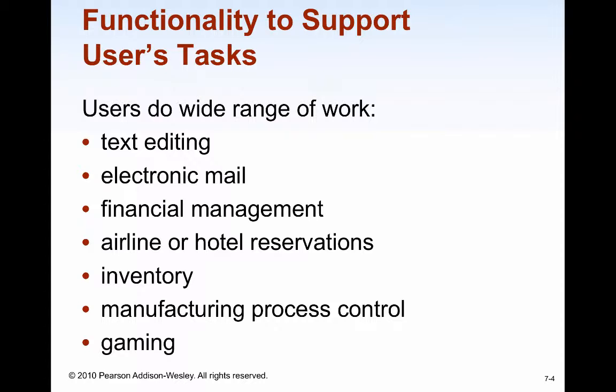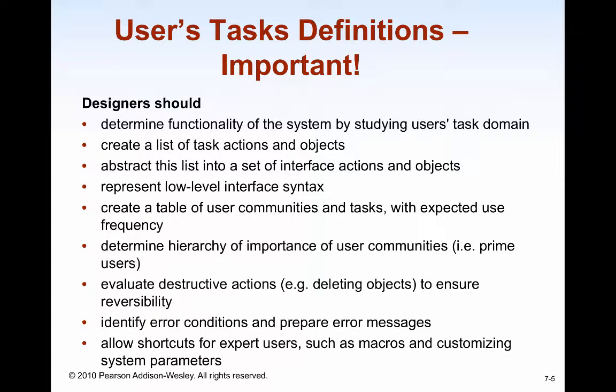So all of these things, the user has many tasks they have to do to accomplish their goal. And one of your tasks as an analyst is to first list all of the tasks. This is a very important list that you should keep. You should determine the functionality of the system by studying the user's task domain, and you actually need to do it by watching them do their job, not having them just report to you what they do. Create a list of these tasks and objects, and then identify what kind of word or what kind of symbol you are going to use to represent each of these different actions that the user does.